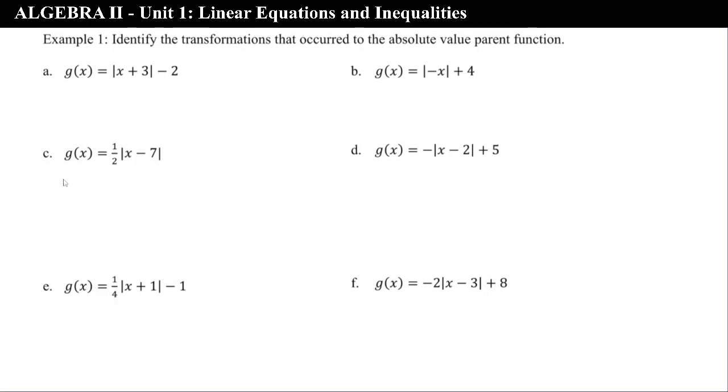All right, so for this first one, we have a plus 3 on the inside. So that means we are translated left 3 units. In fact, I'm going to make this a little neater for you so that it's easier to read. Okay, so we have it translated left 3 units. And then we have the minus 2 as well. So that minus 2 tells us that we are translated down by 2 units.